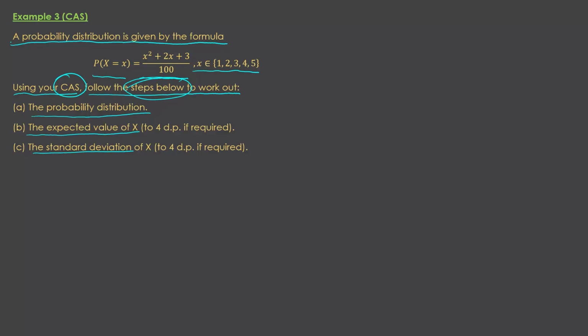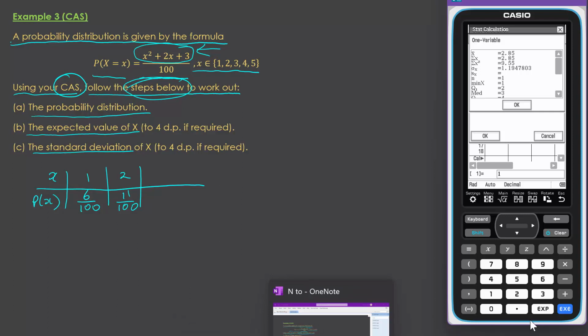So if we take x is 1, then substituting into here we get 1 plus 2 plus 3, which is 6. So we'd start our table with x, probability of x, and for 1, we would have 6 over 100. When it's 2, substituting in again gives you 4 plus 4, which is 8, plus 3, which is 11. So that one would be 11 over 100, and so on. So you can certainly do this without the CAS, but what we're going to do here is have a look at how we might do it with the CAS.